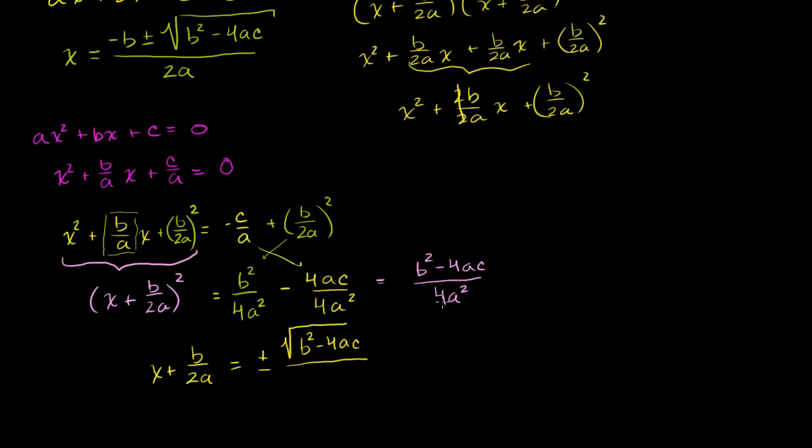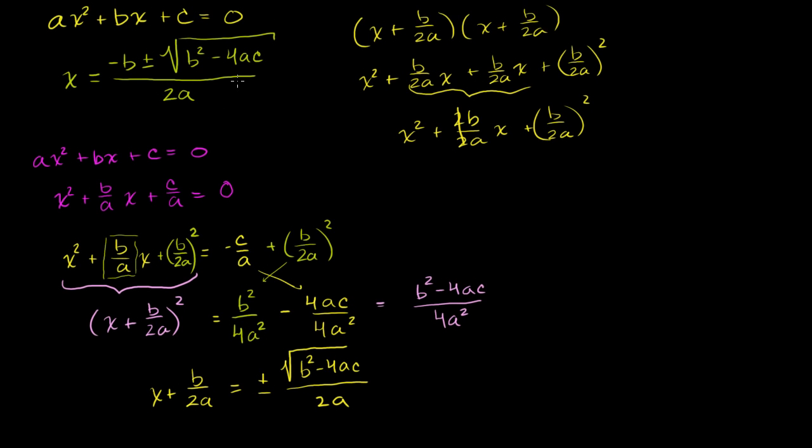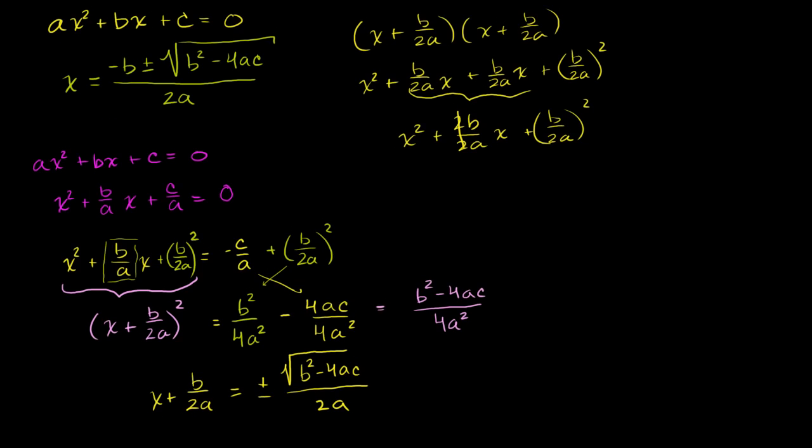Now, what is the square root of 4a squared? It is 2a, right? 2a squared is 4a squared. Or the square root of this is that right here. So to go from here to here, I just took the square root of both sides of this equation. Now, this is looking very close to the quadratic formula. We have a b squared minus 4ac over 2a. Now we just essentially have to subtract this b over 2a from both sides of the equation, and we're done.